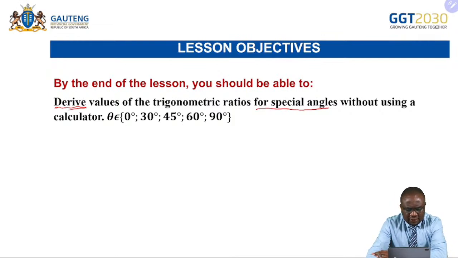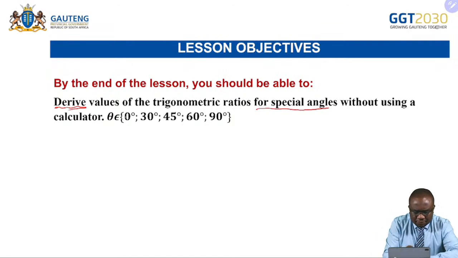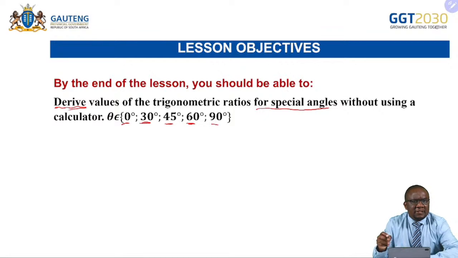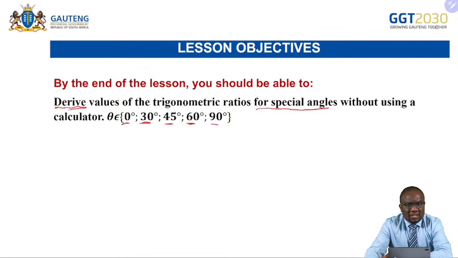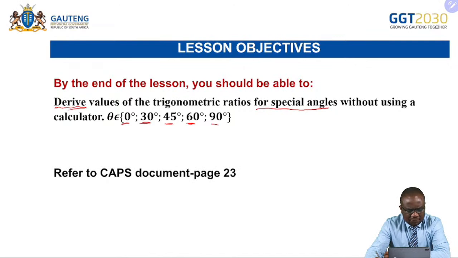The special angles we're going to look at are 0 degrees, 30 degrees, 45 degrees, 60 degrees, and 90 degrees. What are the trigonometric ratios for these angles? For example, what is tan 60 degrees? What is cos 45 degrees? What is sine 45 degrees? You must know those ones. You can refer to the CAPS document, page 23.